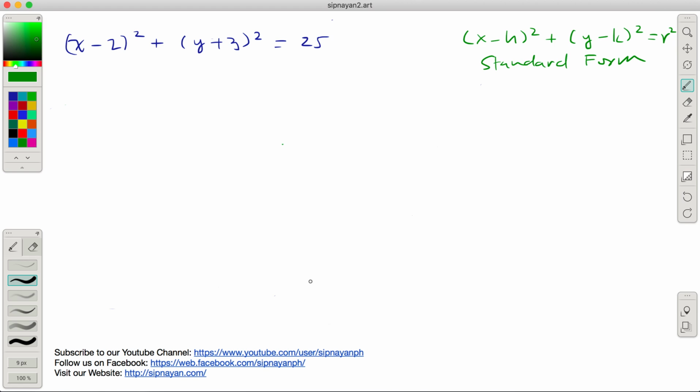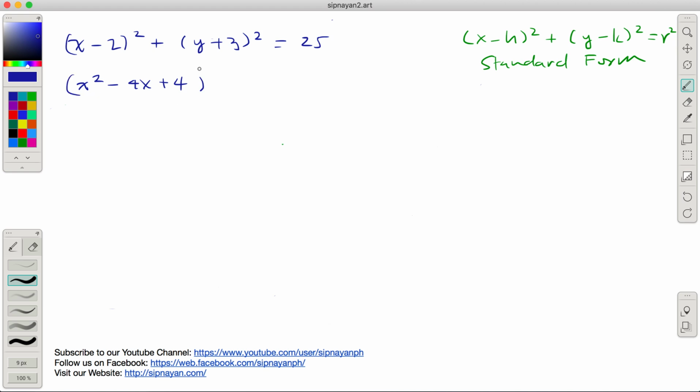So, now notice that squared ito, di ba? This is squaring a binomial. So, hindi ko na i-review sa inyo. I assume na alam niyo na paano mag-square ng binomial. Otherwise, aralin nyo na ulit or i-review nyo. So, this is, if we expand this is x squared minus 4x plus 4. So, ang shortcut yan, square the first term, multiply the first term and the second term times 2, and then square the last term. Di ba, naalala nyo yan?